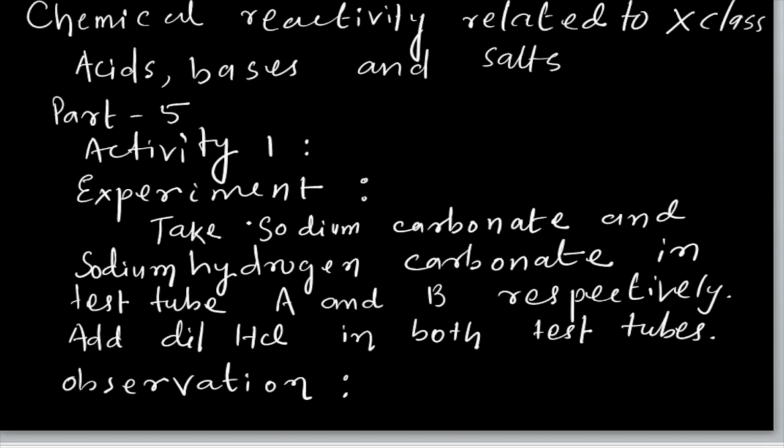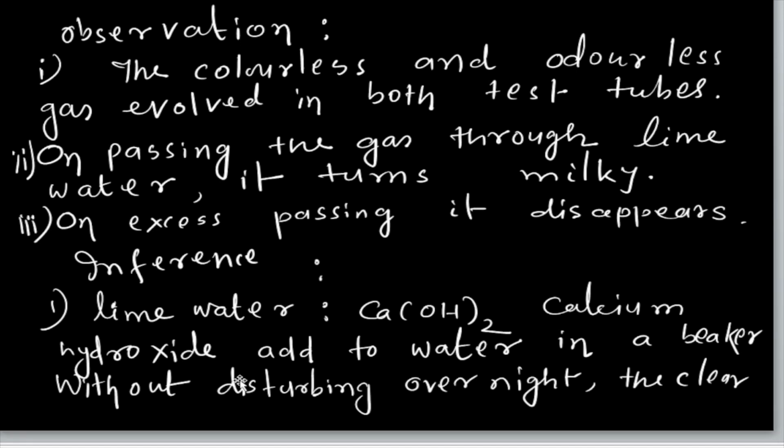What is that experiment? Now take some sodium carbonate. Sodium carbonate is a solid amorphous powder, not a crystalline one. Take sodium carbonate and sodium hydrogen carbonate in different test tubes, one is A, the other is B. Next, add dilute hydrochloric acid. That means you take sodium hydrogen carbonate in test tube A and add dilute hydrochloric acid. Similarly, take sodium carbonate in the other test tube B and add dilute hydrochloric acid here. After that, you see what the observation is.